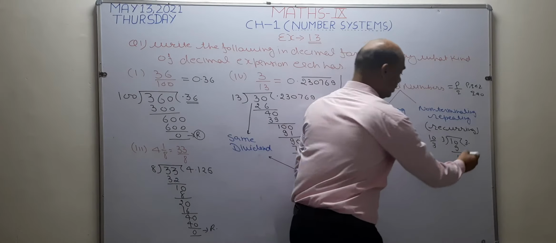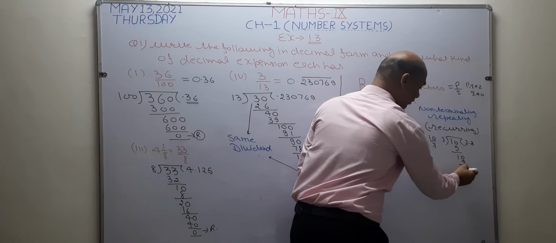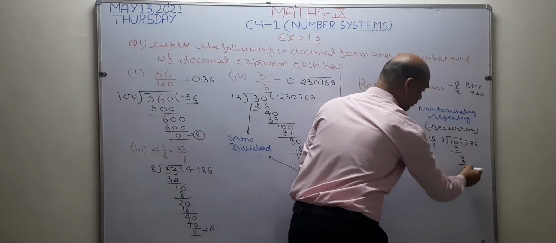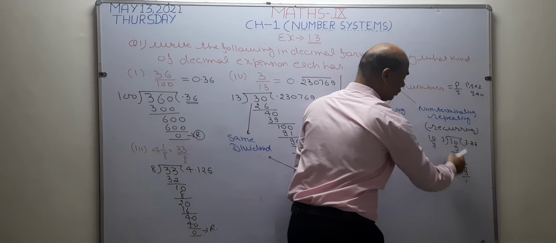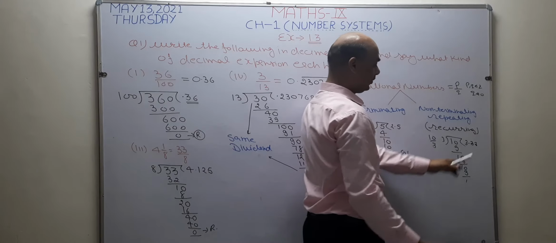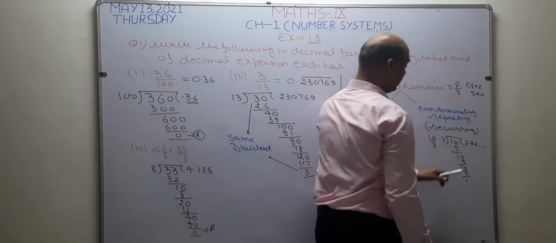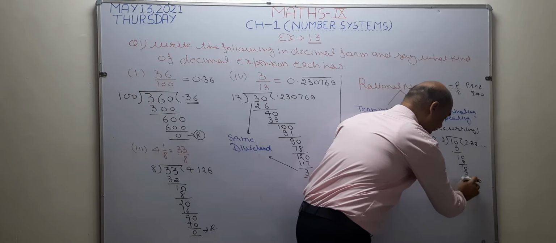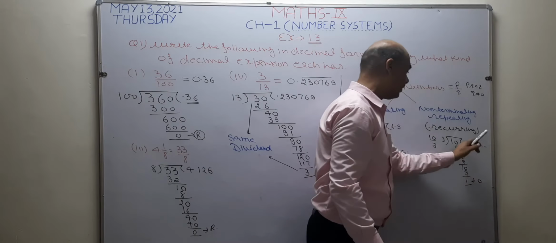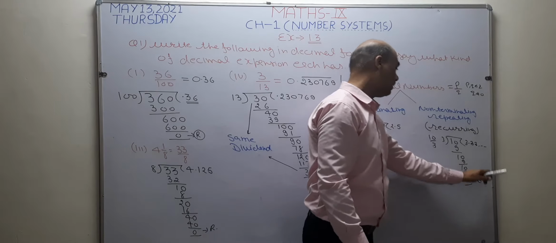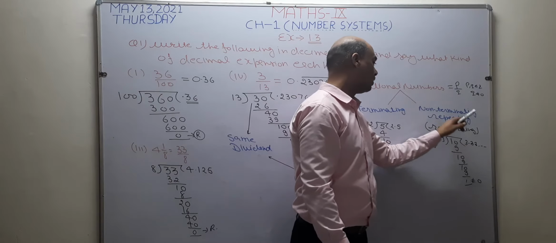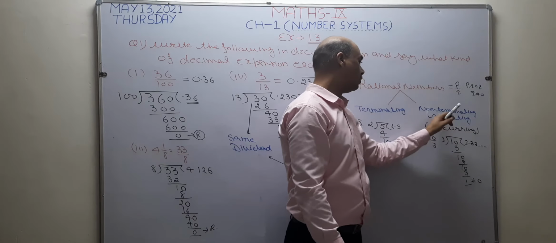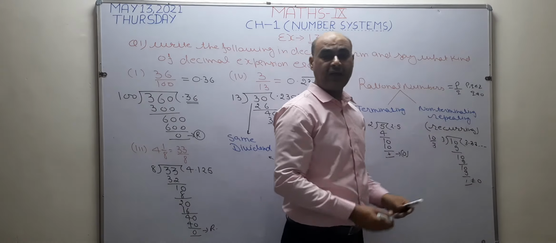Now see, 3 3s are 9. Again 1 is there. 10 is taken after the decimal. So again 3 3s are 9. Now see, this process goes on again and again. It means there is no end, and the remainder cannot be equal to 0. When the remainder is not equal to 0, the given decimal expansion is known as non-terminating. Since the numbers start repeating again and again, this becomes a non-terminating and repeating decimal expansion.